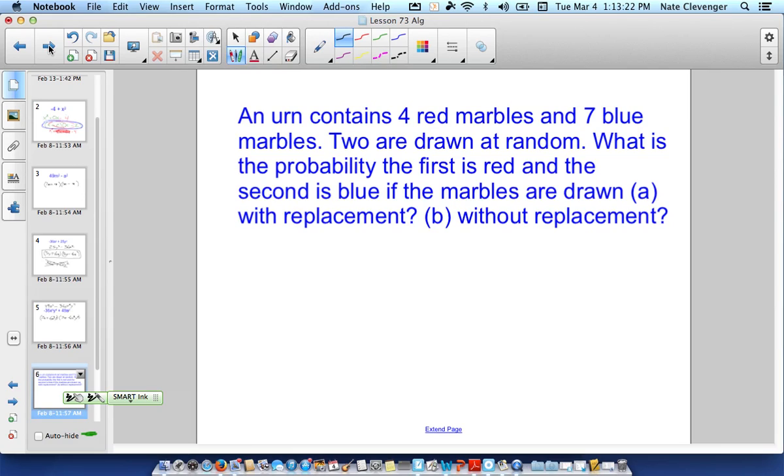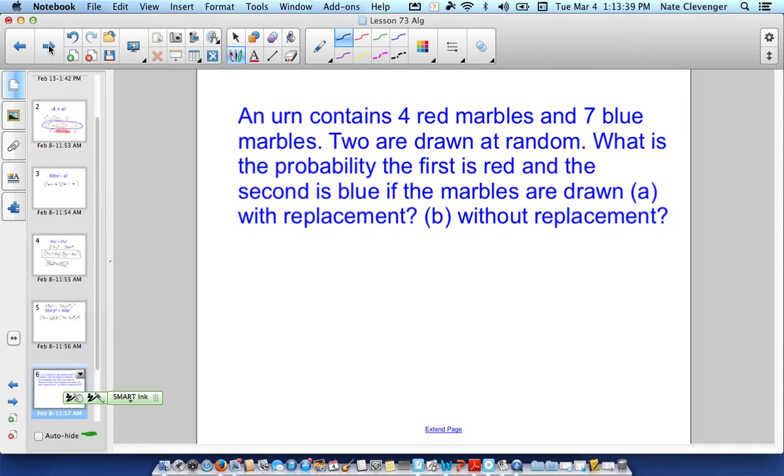Juliana? That they put it back. Okay, when you draw something out, you put it back. Sarah, what's it mean if it's saying without replacement? You don't put it back. Okay, you're not putting them back, and so that's going to change the probability. So let's start with replacement first, because that's the easier.